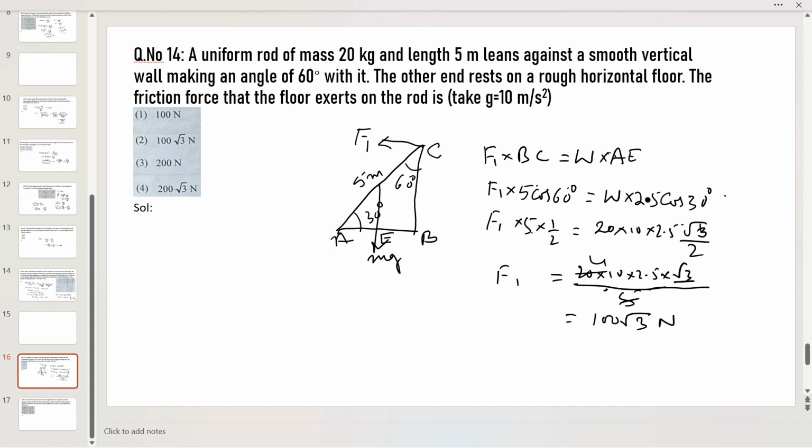We have to find the moment of a force and the frictional force. This frictional force F1 is the force exerted by the wall on this uniform rod. So this will be the frictional force F1.